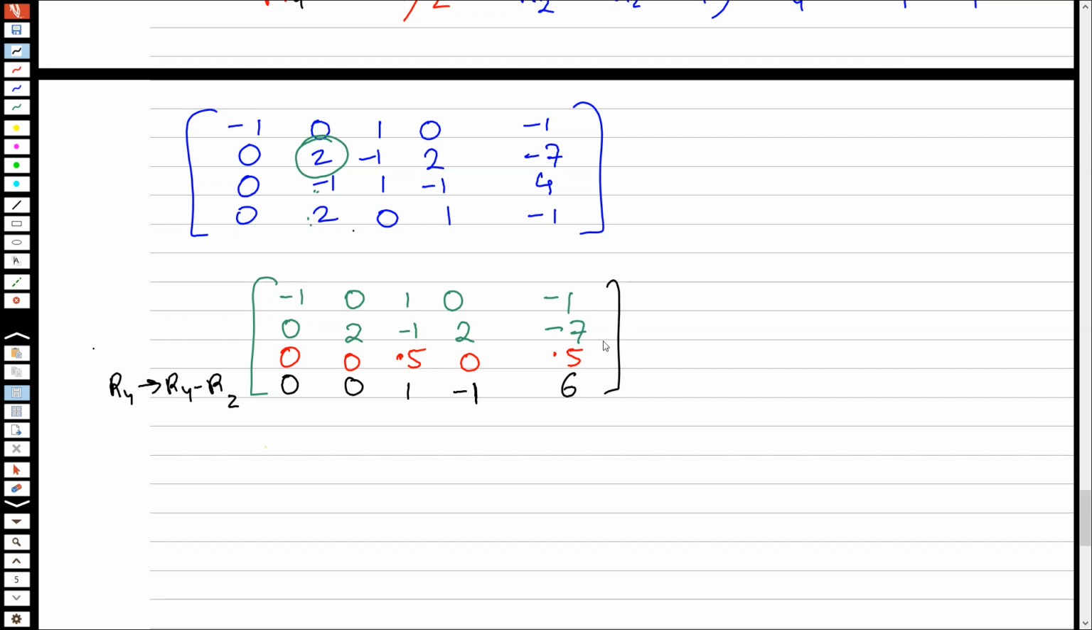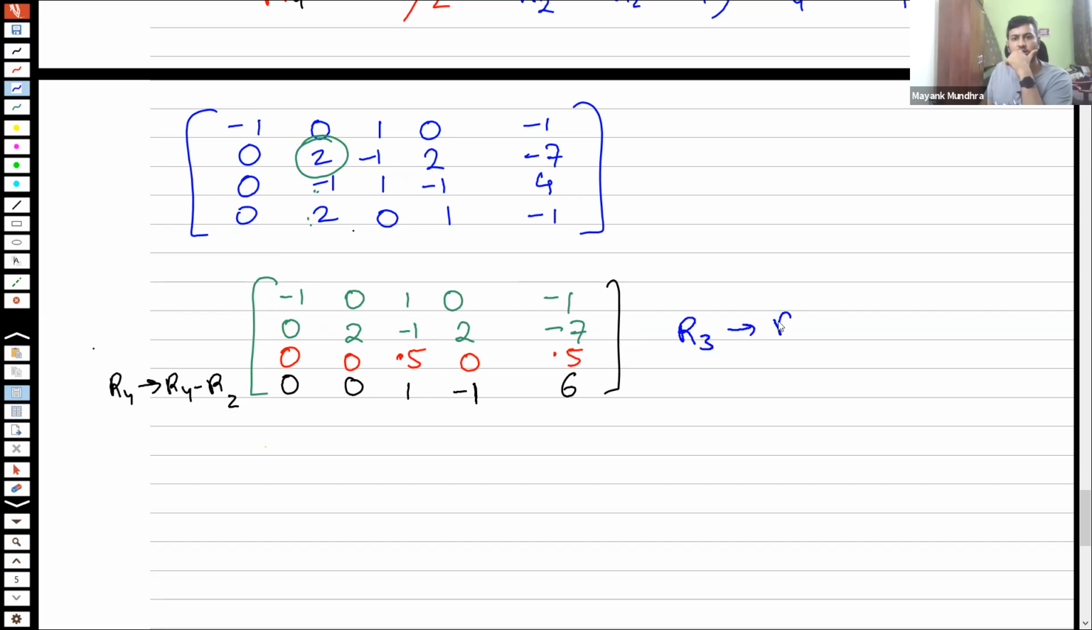Sir, which operation did you apply on row 3? To make this 0, row 3 goes to row 3 plus half of row 2.